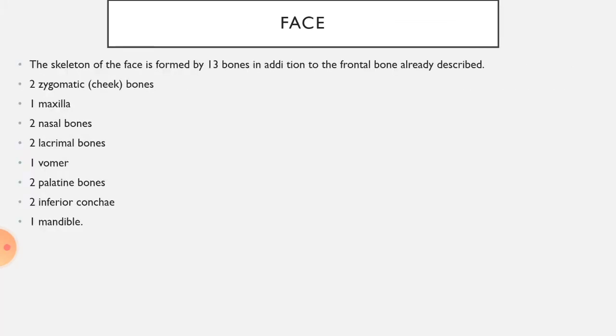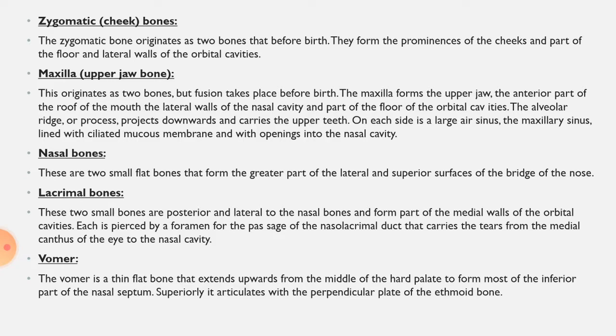Now we will discuss the bones of the face. Zygomatic bones. The zygomatic bone originates as two bones that before birth will be two, and after that they will fuse. They form the prominences of the cheeks and part of the floor and lateral walls of the orbital cavities. Maxilla, which is the upper jaw bone, originates as two bones, but fusion takes place before birth. The maxilla forms the upper jaw, the anterior part of the roof of the mouth, the lateral walls of the nasal cavity, and part of the floor of the orbital cavities.